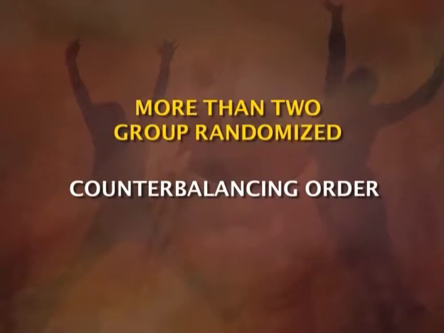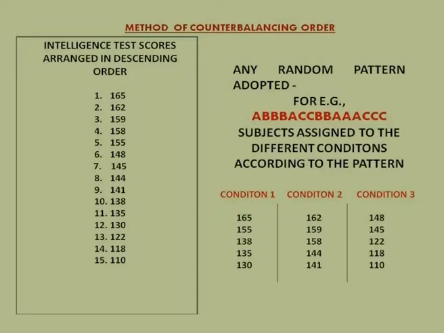Another method of matching involves the method of counterbalancing order. Here again, the intelligence scores will be arranged in an ascending or descending sequence, and a random order may be developed. Say for example A, B, B, B, A, C and so on. And the first subject will be assigned to condition A, the next 3 subjects to condition B, the next subject again to condition A, the next subject to condition C and so on.